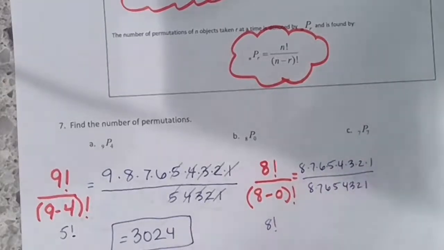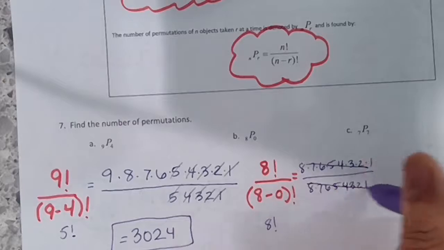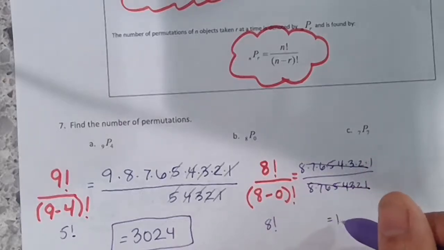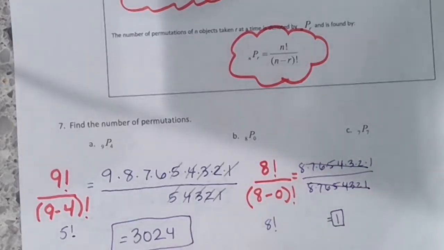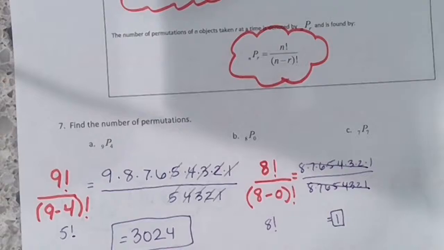And what's your answer for this one? 1. Okay. All right. And that makes sense. You could have just said, oh, it's 8 factorial divided by 8 factorial. Those cancel and it's 1.